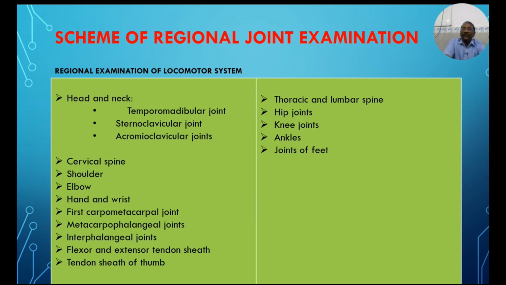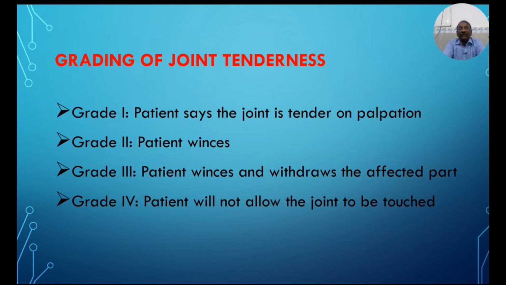Some of the regional joint examinations. Regional examination of the locomotor system: head and neck, temporomandibular joint, sternoclavicular joint, acromioclavicular joints are to be seen in the head and neck areas. Cervical spine, shoulder, elbow, hand and wrist, first carpometacarpal joint, metacarpophalangeal joints, interphalangeal joints, flexor or extensor tendon sheaths for carpal tunnel syndrome, etc. Tendon sheaths of the thumb, thoracic and lumbar spine, hip joints, knee joints, ankles and feet joints.